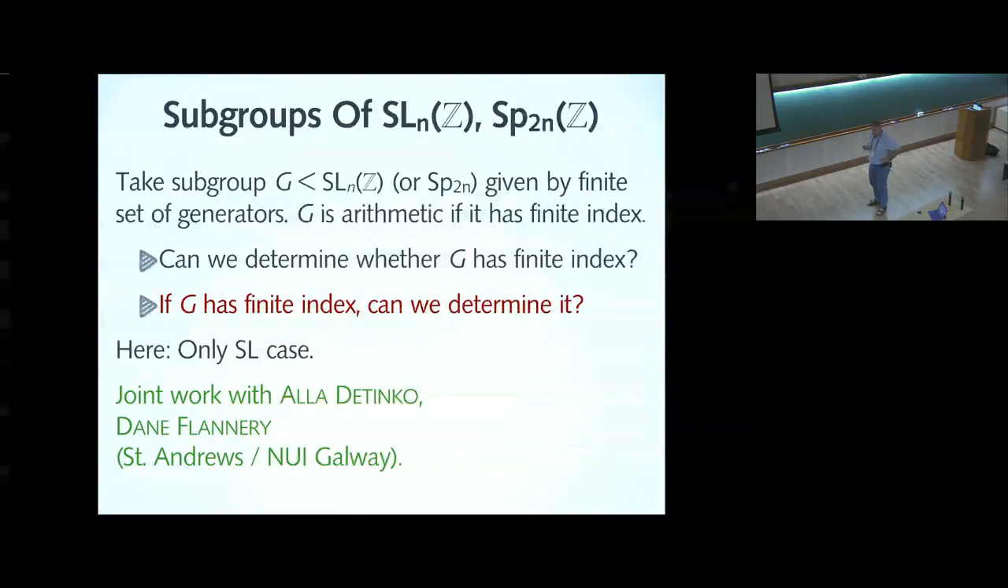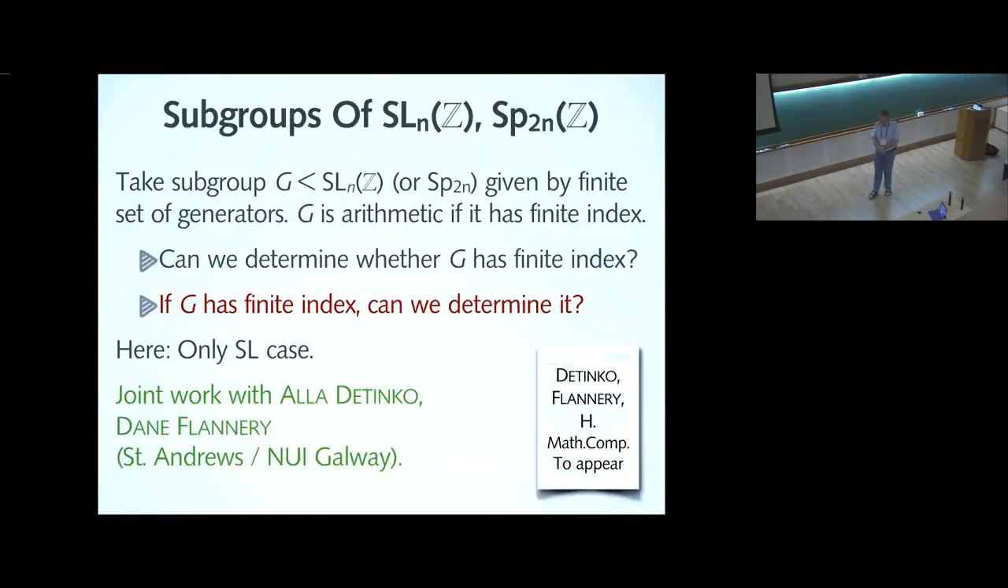That's something where I will skirt a little bit around, because that is a really difficult problem. And the other thing which I will mainly talk about is, let's assume some oracle told us this group has finite index. Can we determine the index? And I will mainly, in the description, look at the case of SL, but the case for SP works similar. This is joint work with Alade Tinko from St. Andrews and Dane Flannery from Galway. There is a paper which just got accepted this week by Mathematics of Computation and hopefully will be out soon.